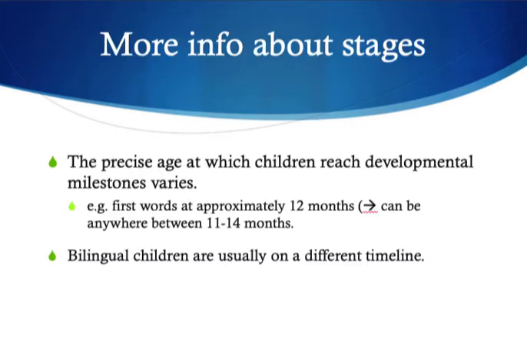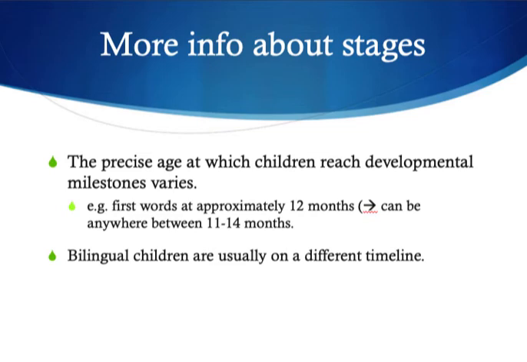I want to give you a little bit more info about stages because it's very important to keep in mind that the precise age at which children reach these developmental milestones varies. So they go through somewhat predictable stages, but the ages at which they reach those milestones, really there's a lot of variability there. So for example, Hummel states that first words appear at approximately 12 months, but in reality this is much more like a window of a time frame, anywhere between 11 and 14 months. And it can even be a larger window, especially when we're talking about bilingual children who are usually on a different timeline.